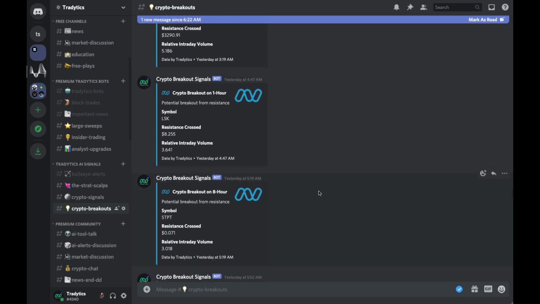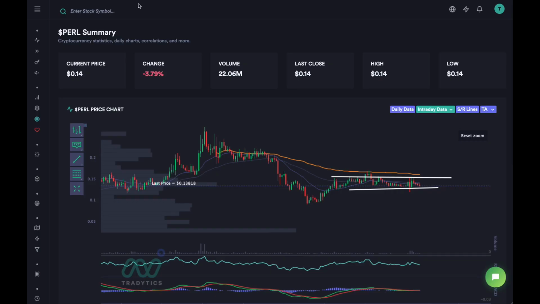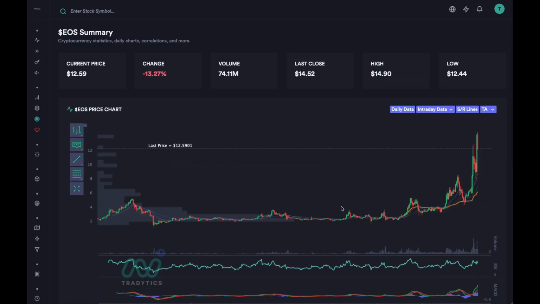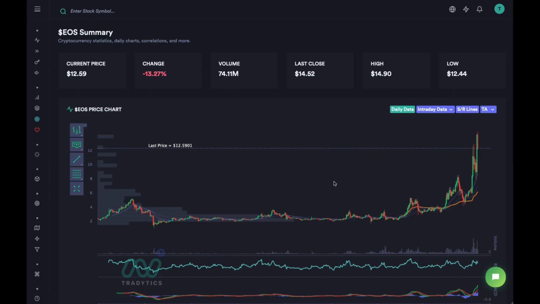All right, more, let's see. EOS, I believe I saw this yesterday, and this worked pretty well as well. So EOS was given at 9.26. The resistance line that was crossed was 9.26. Now it's sitting at 12.5. So again, about $3 profit per coin or per share or whatever you want to call it.